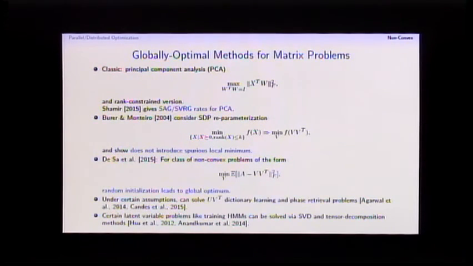And there's also been some work on trying to solve these in a statistical sense. So there's been work on using UV transpose representations of a matrix to solve dictionary learning and phase retrieval problems. And there's also something called spectral methods, which are based on using either SVD or tensor decomposition. And those can solve problems like training hidden Markov models. So that's a classic non-convex problem, and we now have methods that are consistent, in that if you give them enough data, these methods will actually give you the right model, which is kind of neat. So this is, I think, the only slide that has any good news in the non-convex section.